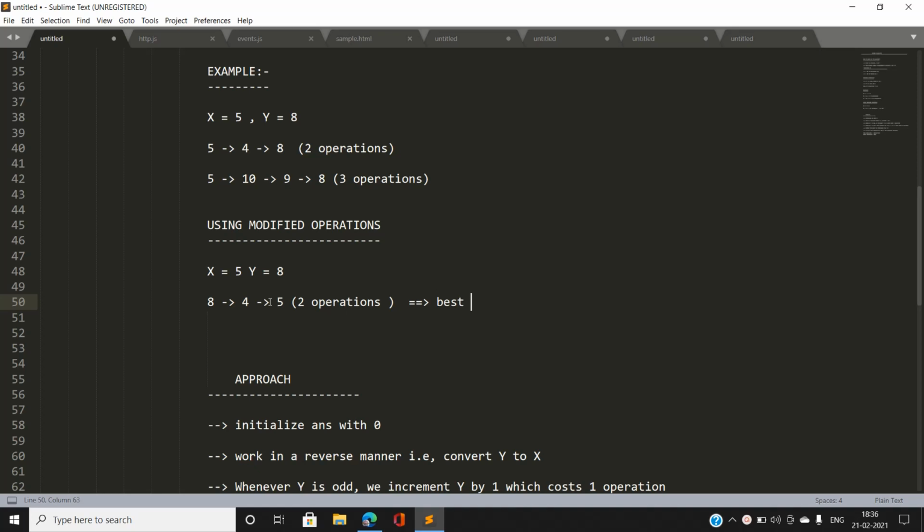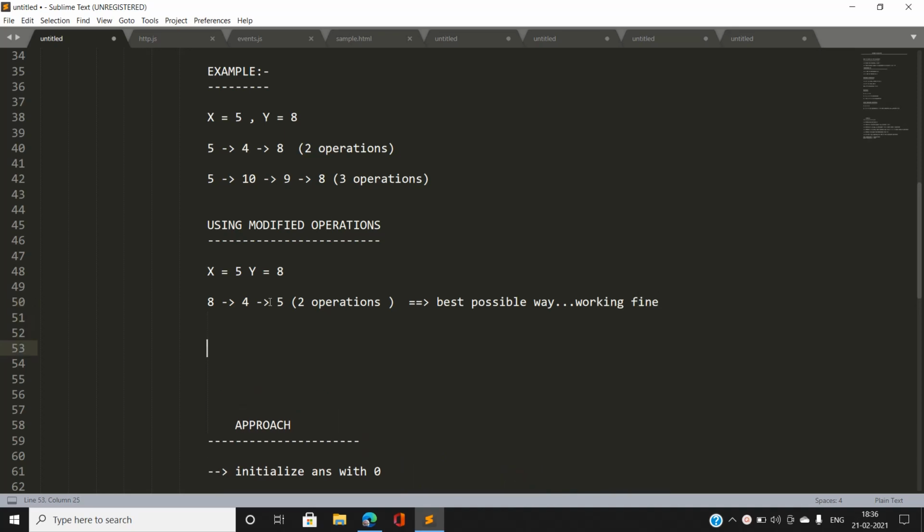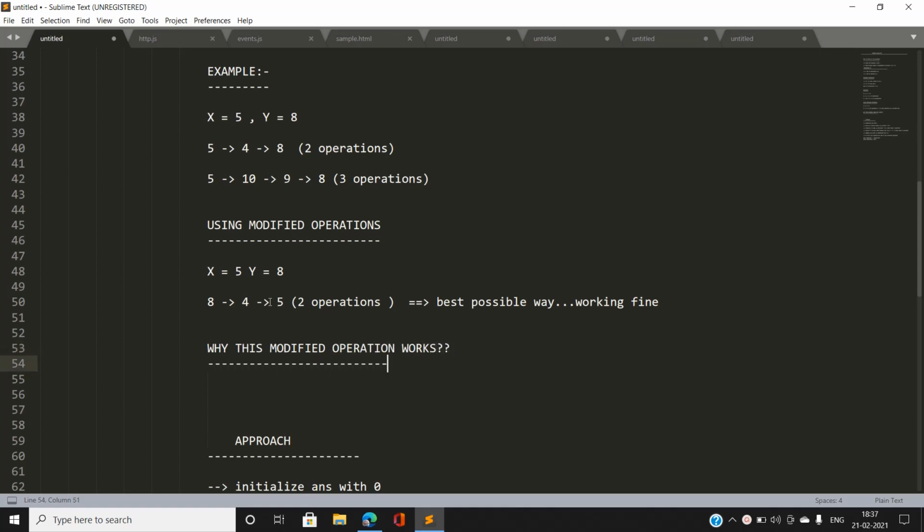possible way, and this is what? This is working fine. So now I am going to discuss, okay, let me write why this modified operation works. Okay, so let me discuss why this modified operation is going to work correctly.